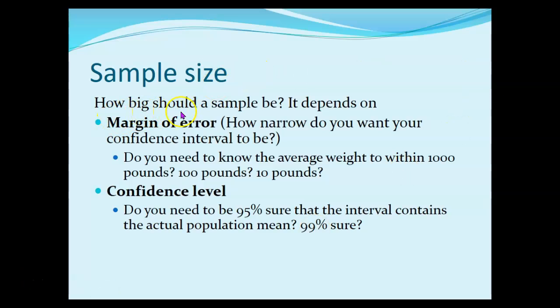So the question of how big your sample has to be depends on two things. It depends on the margin of error. That is, how narrow do you want your confidence interval to be? Do you need to know the average weight just to within plus or minus 1,000 pounds, or 100 pounds, or 10 pounds, or what? And the other thing it depends on is the confidence level. Do you need to be 95% sure that the interval you calculate contains the actual population mean? Do you need to be 99% sure? What confidence level are you working with?